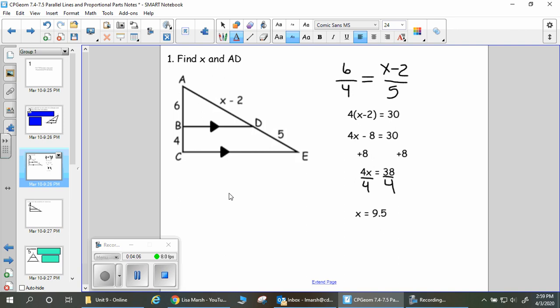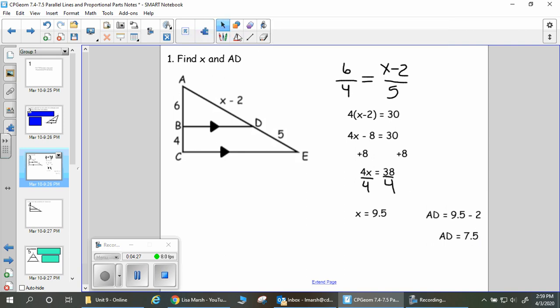Okay. It also asks us to find the length of AD. Remember, we always want to go back to those instructions. So AD was equal to X minus 2, so 9.5 minus 2. That's going to mean that AD is equal to 7.5. And we would want that as part of our answer as well.